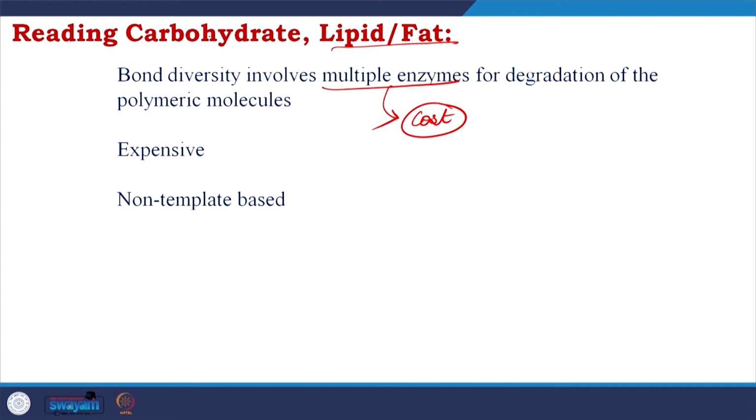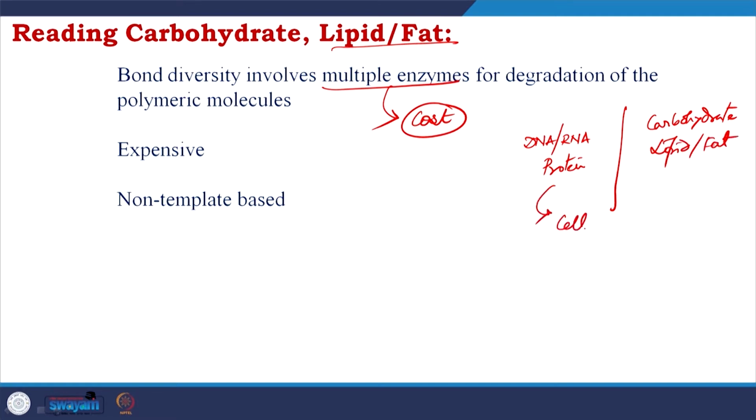More importantly, if you look at the polymers, the biological macromolecules, they have two very distinct differences. In one group there are DNA, RNA and protein. In the other group there are carbohydrate, lipid, fat. What is the difference? If you see in the cell, there is a chromosome. In the chromosome, there are genes which are made of DNA. The genes will tell you what would be the RNA or protein.